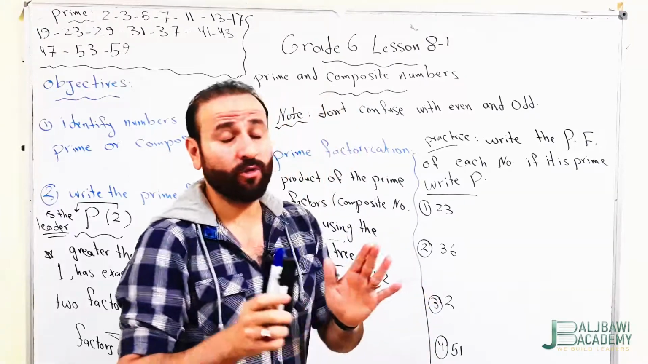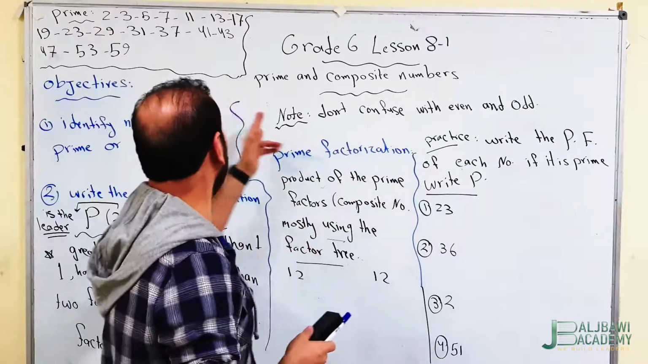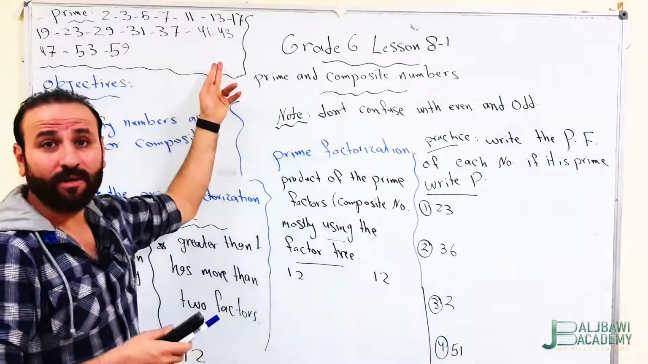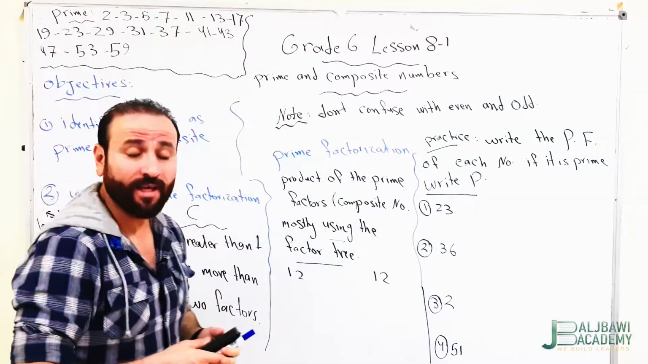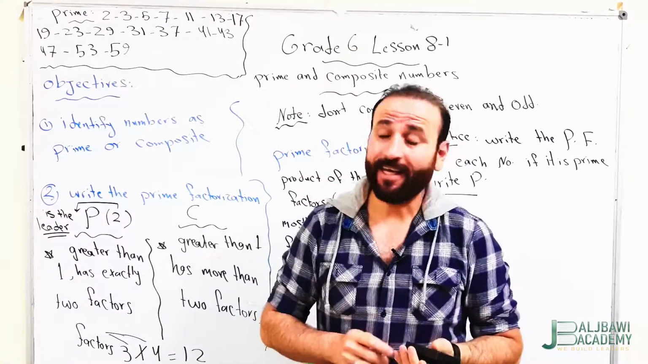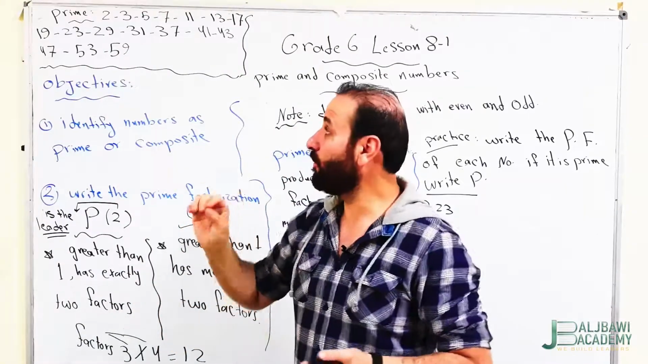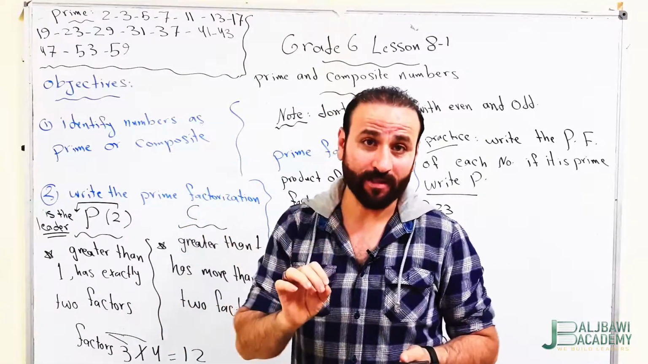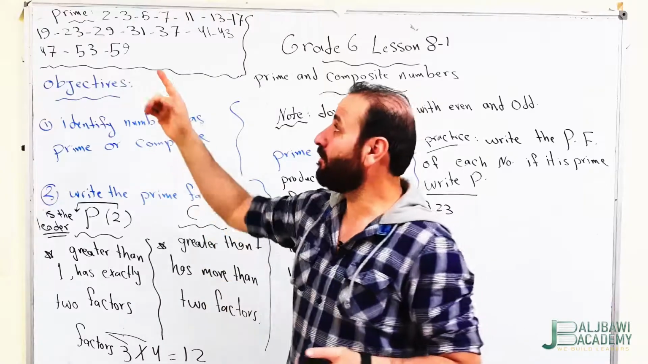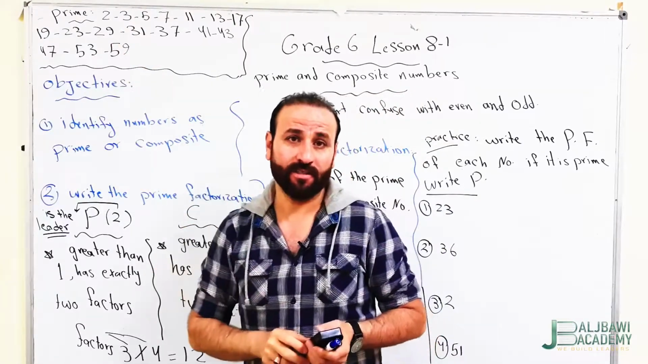So what I want to mention in this situation is that most of the prime numbers are odd, or we can say all prime numbers are odd numbers except 2. You need to remember this. All prime numbers are odd numbers except the number 2, which is the only even number which is prime.